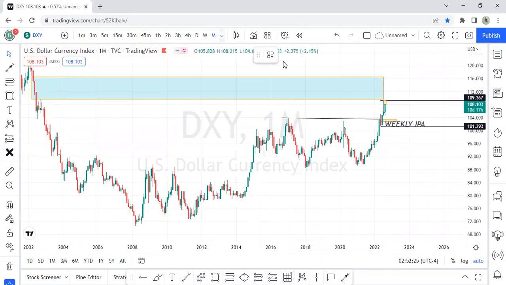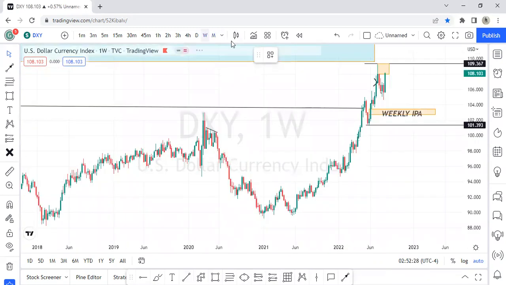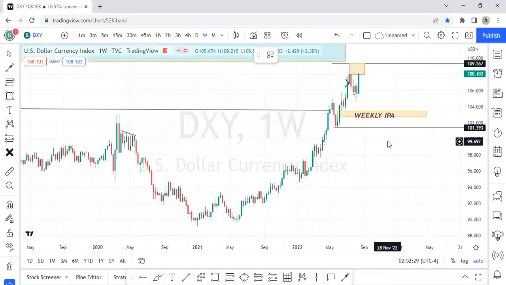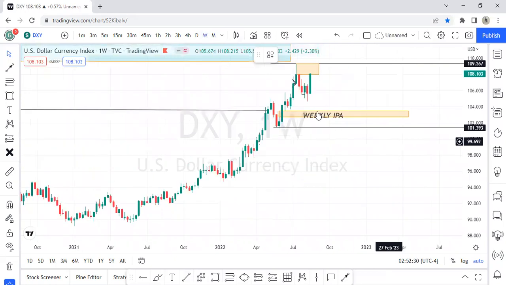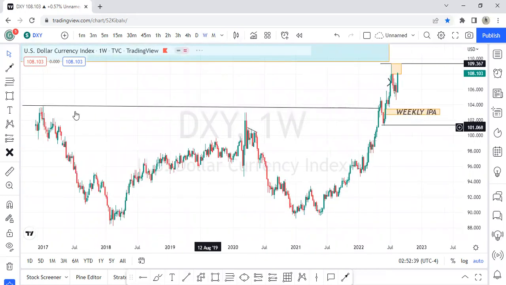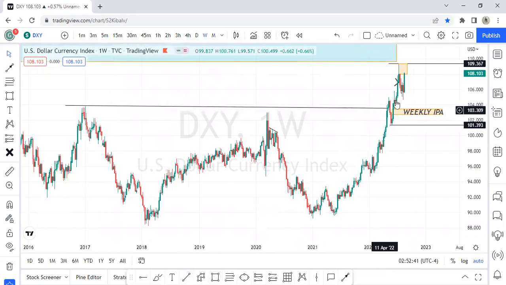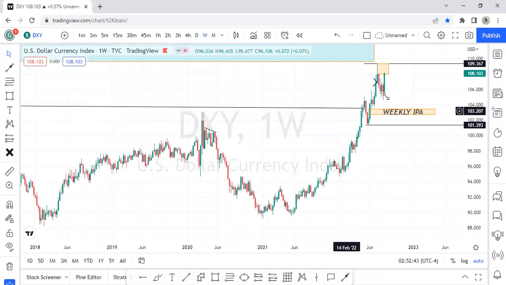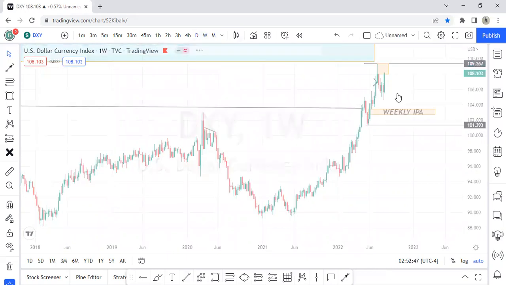So go to the weekly time frame. The dollar index is crazy bullish, like crazy bullish. So we have a weekly imbalance here, which has not been filled. Because this weekly candle is also bullish as well. We took out these relatively equal highs, came down, and we are going higher, right? So it's a possibility that this guy may continue to be higher.